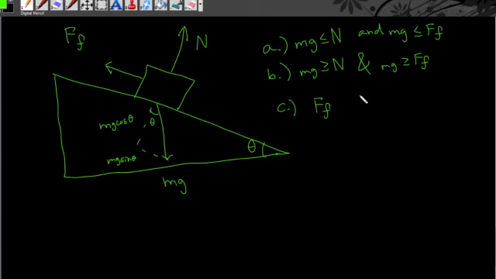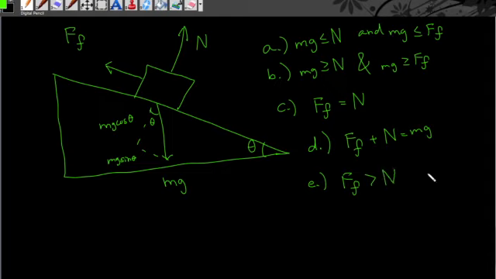C says that the force of the friction is equal to the normal force, and D says that force of the friction plus the normal force is equal to the gravitational force. And finally, E says that the force of friction is greater than normal force if coefficient of static friction is greater than 1.